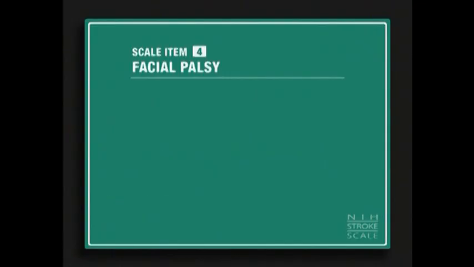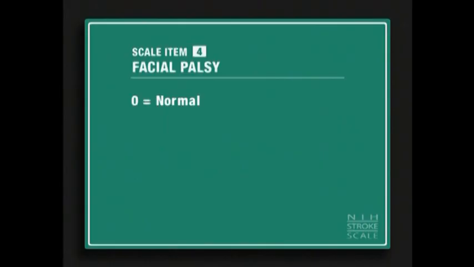I'm going to examine your face. So I want you to show me your teeth. Good. And now relax. Close your eyes real tight. Tighter, tighter. Very good. Now open your eyes and raise your eyebrows up. That's great. For scale item 4, this patient scored a 1. Let's look at how this scale item is scored.